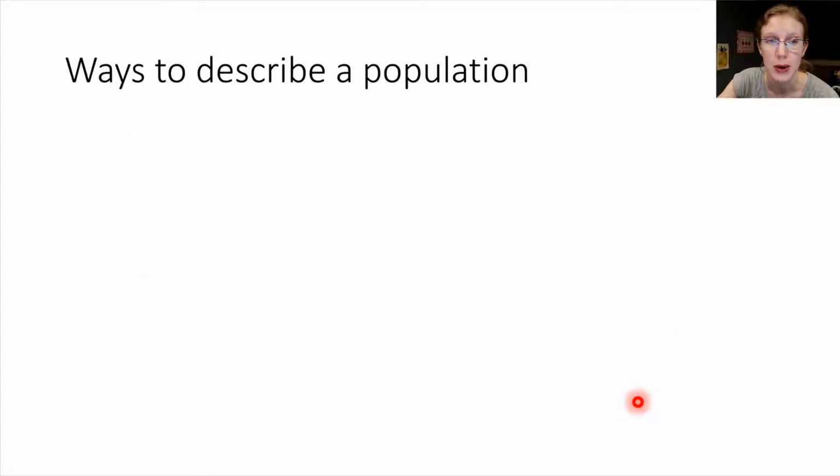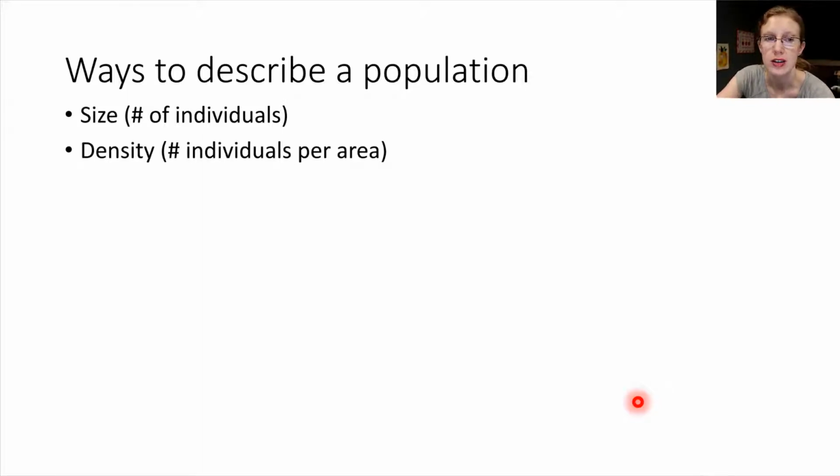So when we're talking about populations, how do we describe a population? There are a few different ways. We can talk about the size of the population, which is literally describing how many individuals there are in a given population. Remember, population is talking about individuals of the same species. So how many of this particular species are living in an area? We could instead talk about the density, so consider the space that these organisms have available to them. Number of individuals per area would be the density of a population.